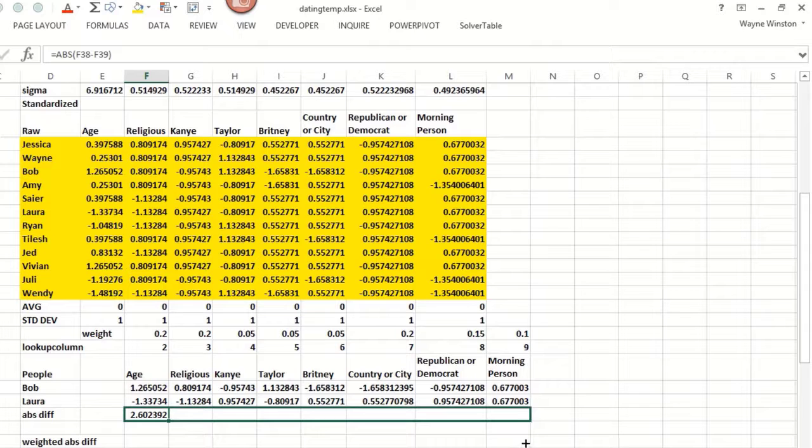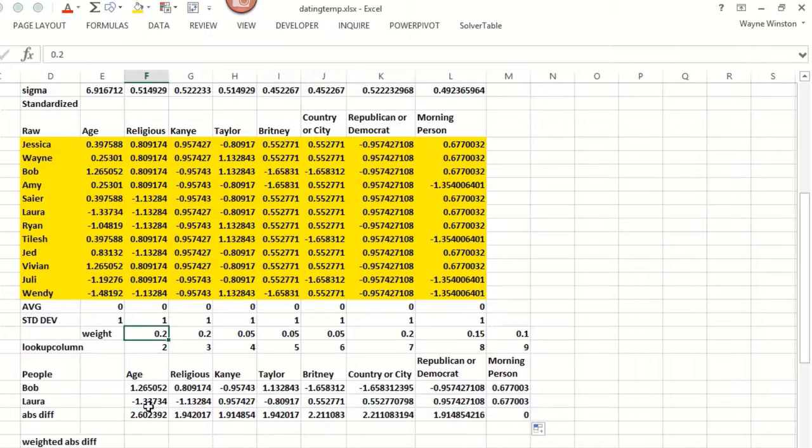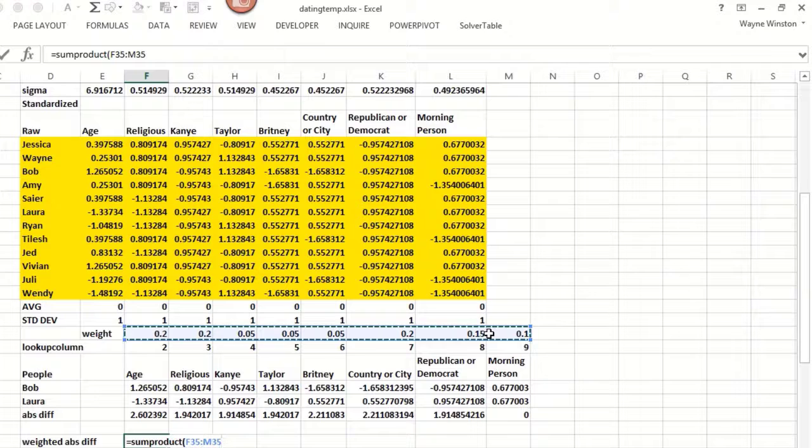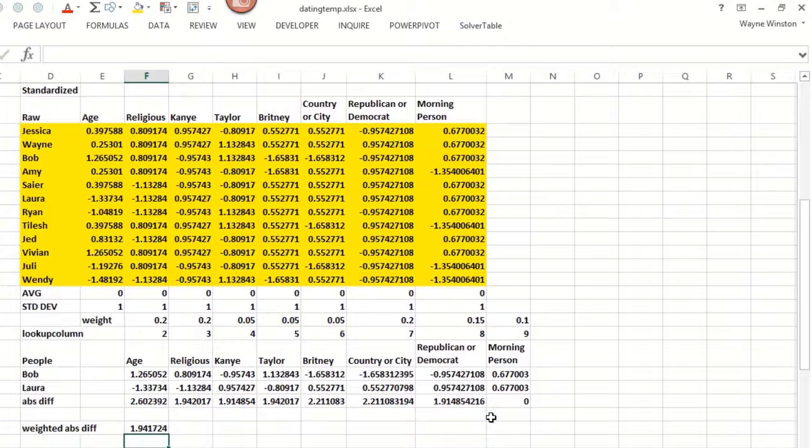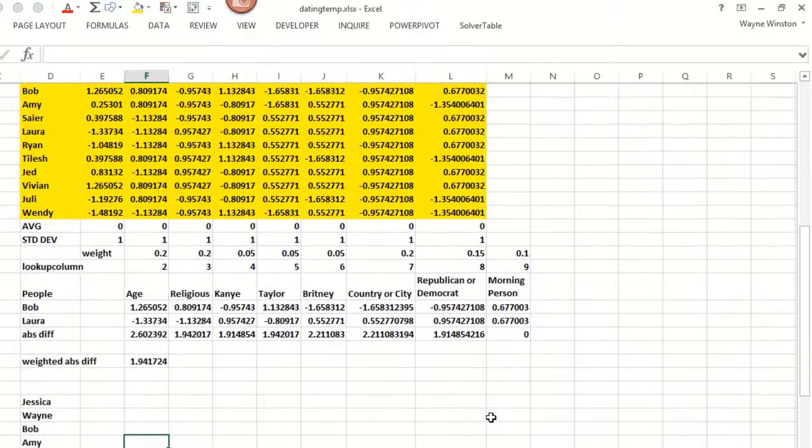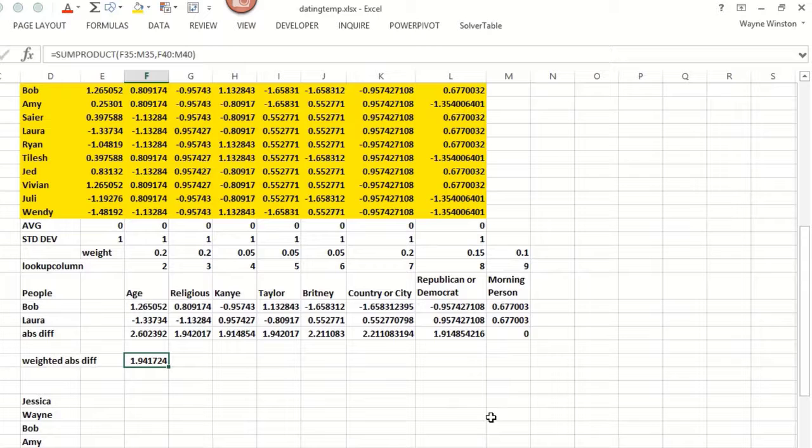And then I need to weight that by the weights, which I've copied here. It's just SUMPRODUCT. I take 0.2 times this. See, we're using so much stuff that we've learned, and we haven't even used the data table or conditional formatting yet. So here's the weights. And here's the absolute differences. So we get a weighted difference of 1.91 between Bob and Laura. Now what we want to do is compute this formula for every combination of two people. Okay, so that's a job for a two-way data table.